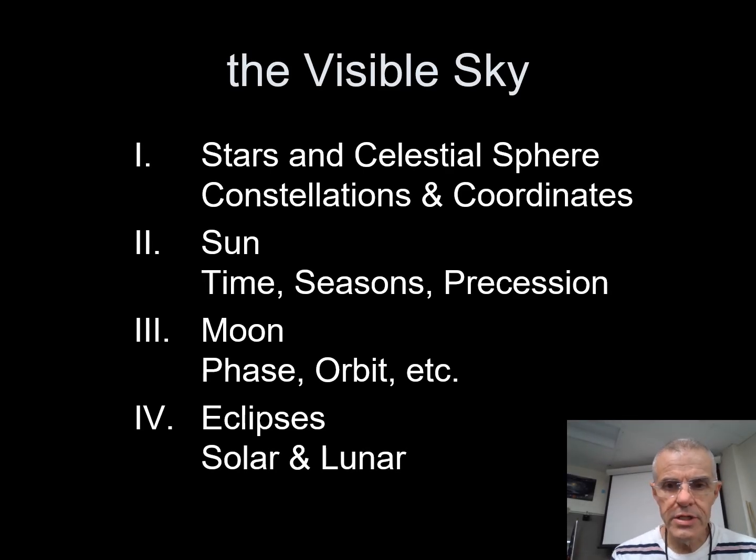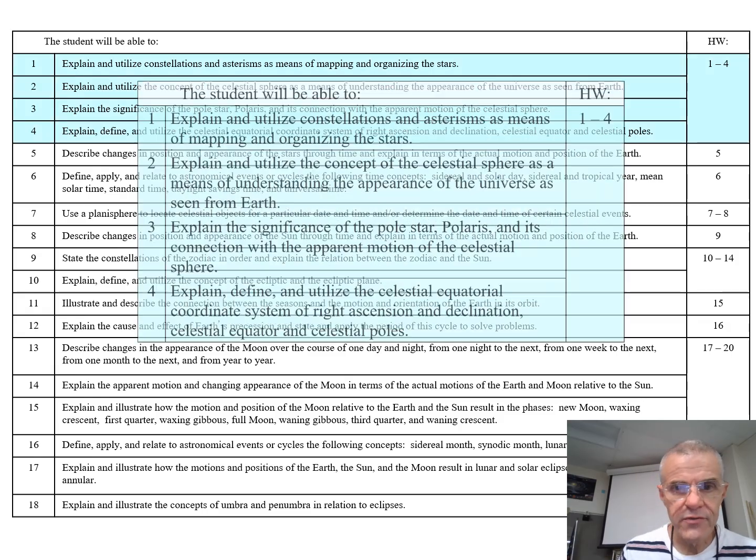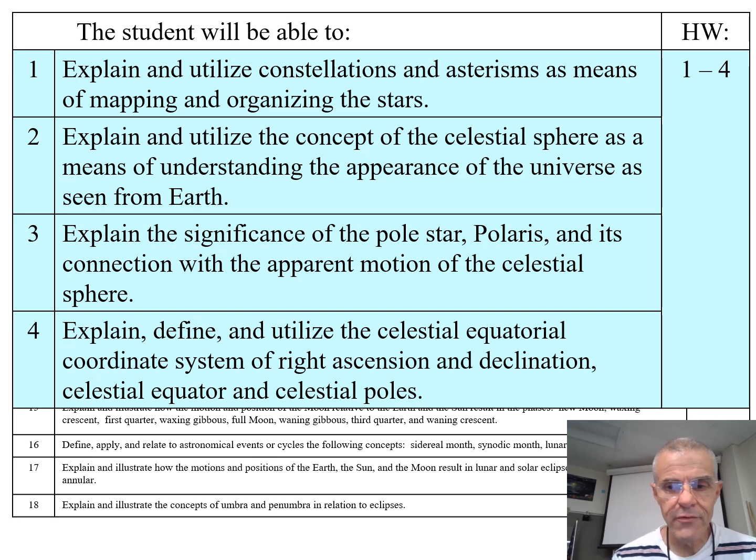This video is a lesson on the connection between your location on Earth and what you can see in the sky. It's Roman numeral 1 in our unit outline. More specifically, it's help with these first few objectives and some of the first homework problems that you will find.